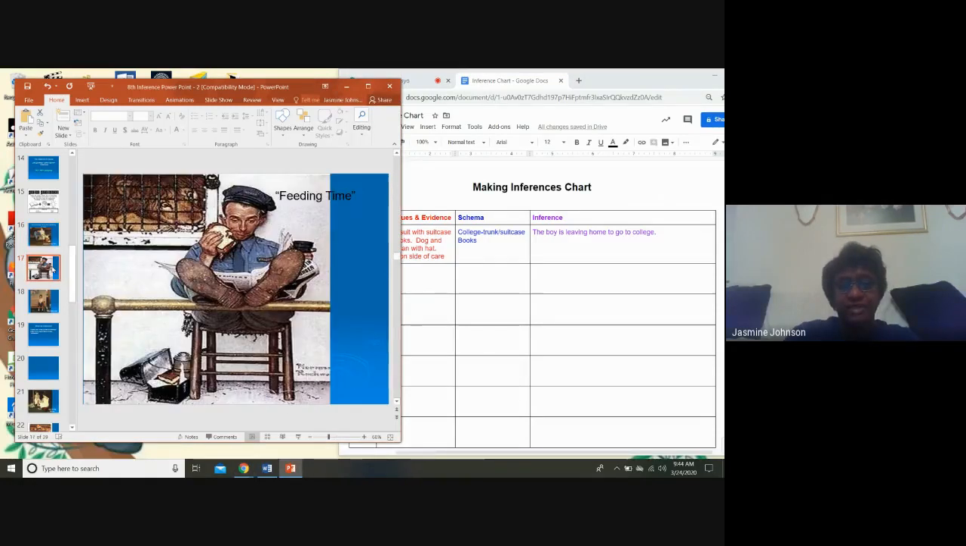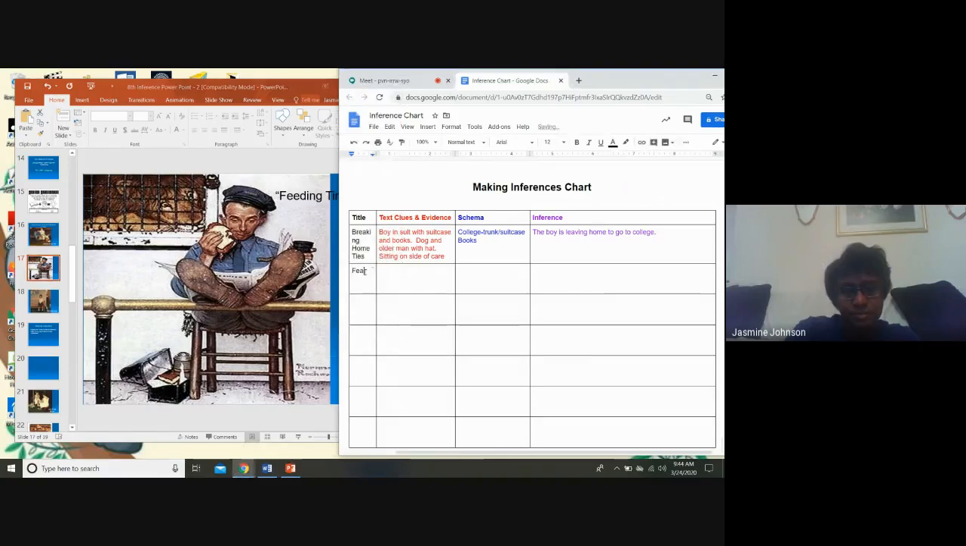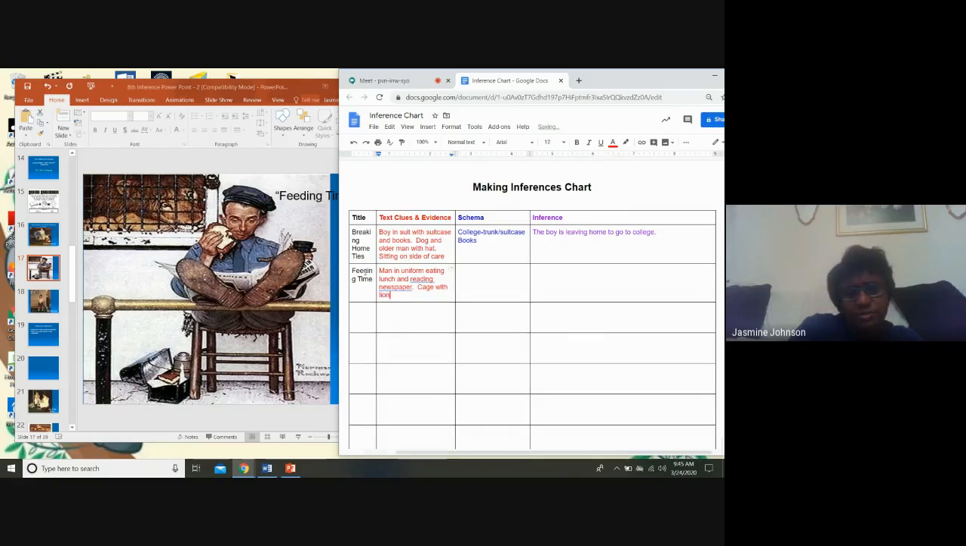All right, this one is called Feeding Time. All right, and in this one, I see a man, he's in a uniform, and he's eating a sandwich or lunch. It looks like lunch. There's a sandwich, there's a thermos of something to drink, and he's reading a newspaper. And then in the background, there's a cage with a lion in it watching the man.